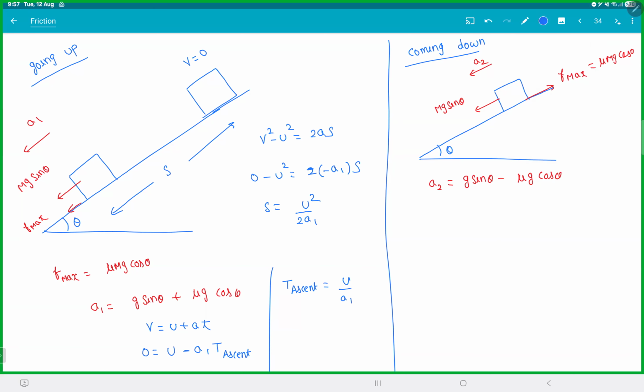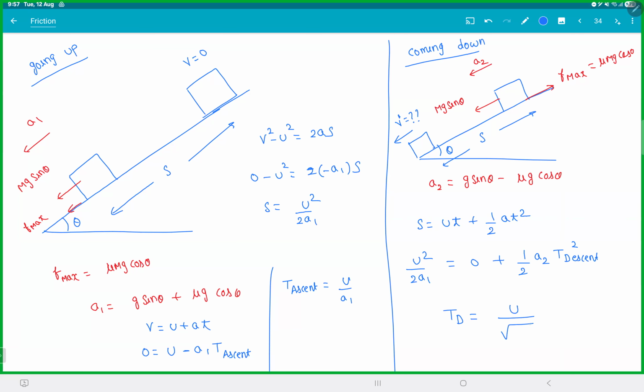So while going up and coming down, you don't have the same acceleration. So I can't use v is equal to u plus at, because when it reaches the ground, the speed is not 0. The speed will be some v dash, which I don't know. But I can use s is equal to ut plus half at square, because s is still the same. So s, which is u square by 2a1, equals initial speed 0 plus half a2 into time of descent square. So from here we will get time of descent will be u by root a1 a2. Check. That's your time of ascent and that's your time of descent.